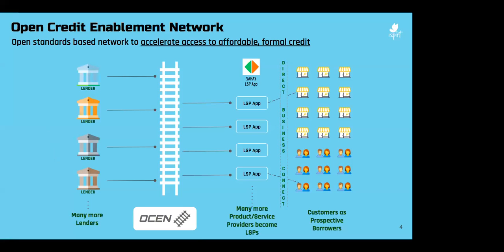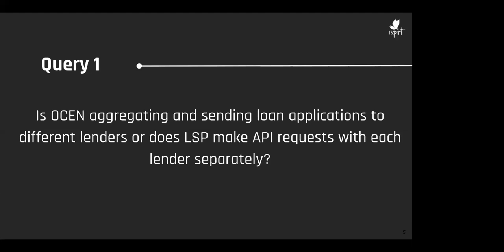So we are going to address some of the queries that have been the most prominent ones upfront, and then do a deep dive into APIs and the architecture. So one query that has come up is, is OCEN aggregating and sending loan applications to different lenders, or does the LSP make API requests to each lender separately? So the answer is that OCEN is a protocol, just like HTTP, and is not a switch in the middle. Hence, there is no aggregation of loan applications, and the LSP makes API requests to each lender separately.